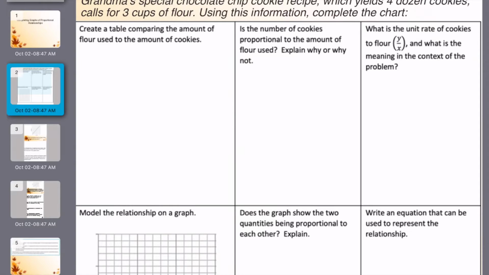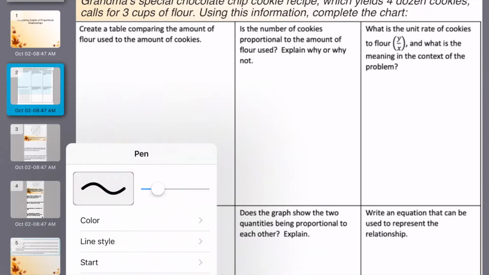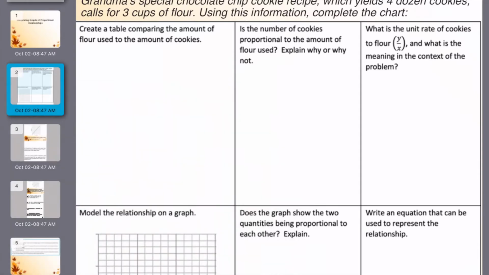So I'm going to make F be my flour, and I'm going to make this really tiny, just that way it's easy for everybody to see. F is for flour. That's a bad looking F. That's okay though. F is for flour, and then we're gonna make D be dozens of cookies. Because who doesn't like cookies?